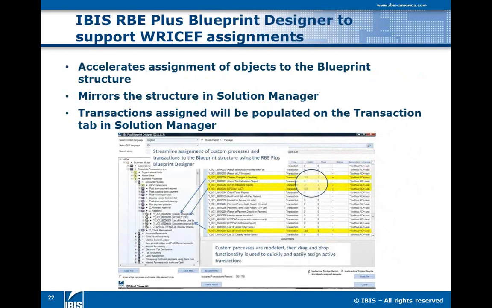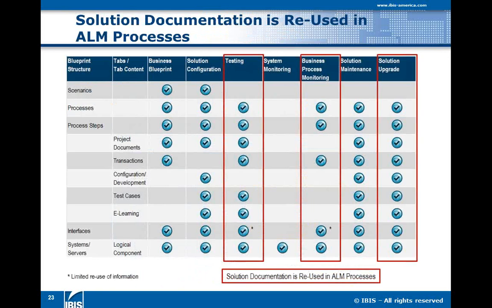Our tool is called the RBE Plus Blueprint Designer Tool. We can use a drag and drop so that we can bring your custom objects into the standard structure. We can model additional custom processes, custom process steps, and again, even scenarios in order to get you to that complete business process inventory of what you're supporting with your business partners in your IT organization.